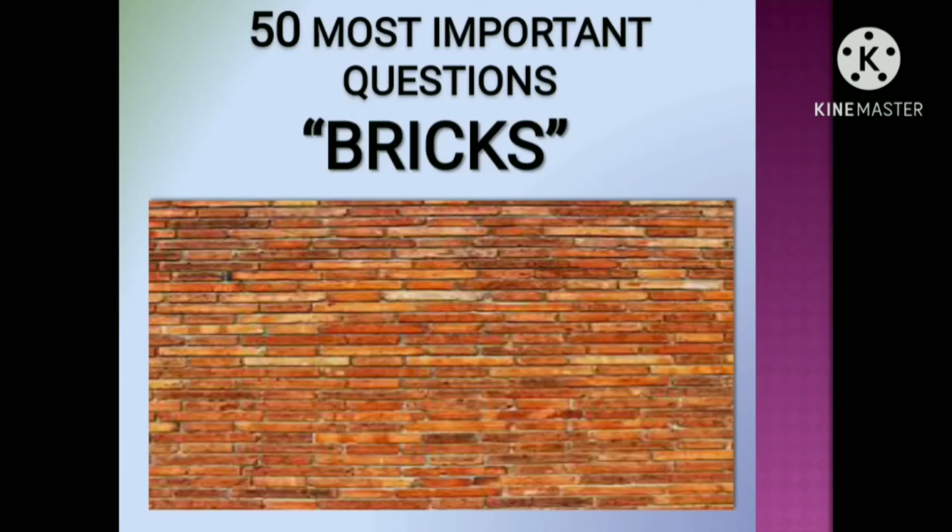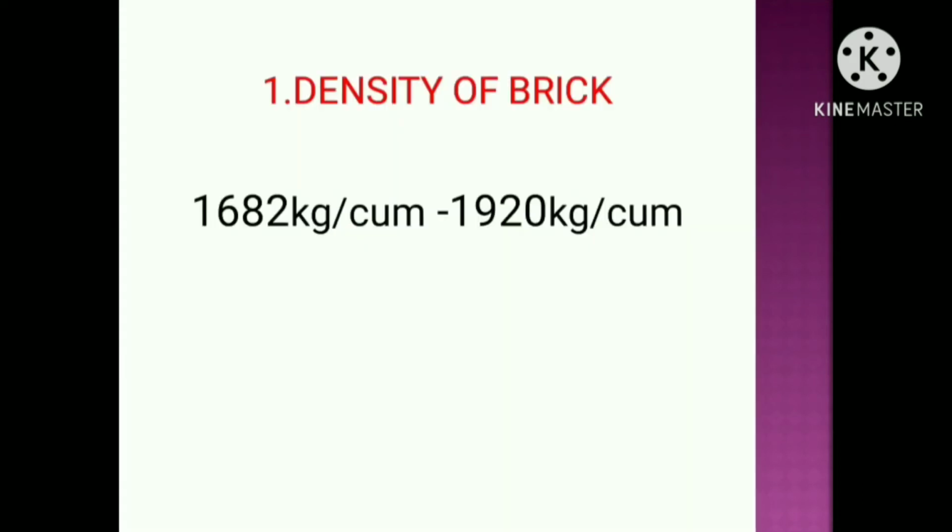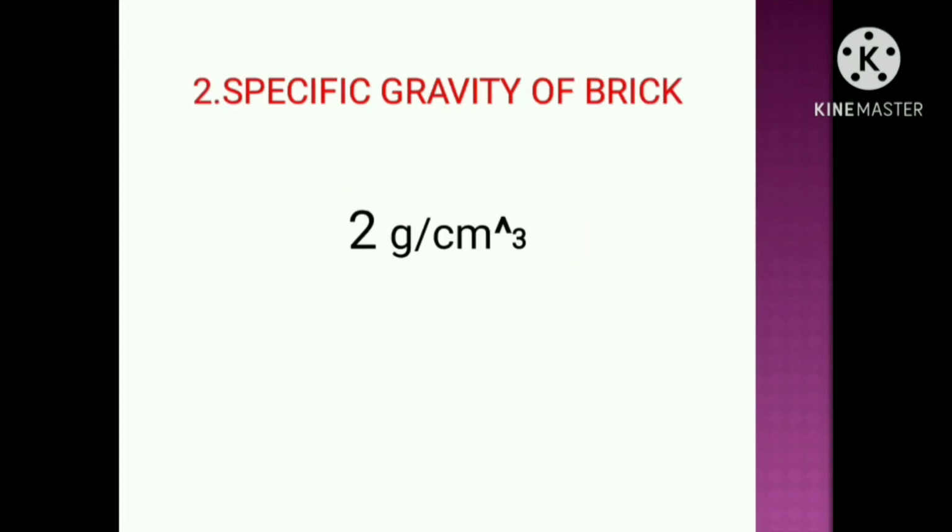Today we are continuing with the next building material, that is bricks. So here I am with 50 most important questions. Let's start. What is density of brick? So it is 1682 to 1920 kg per cubic meter. Next, what is specific gravity of a brick? It is 2 gram per centimeter cube.